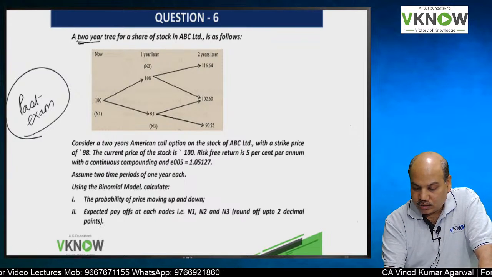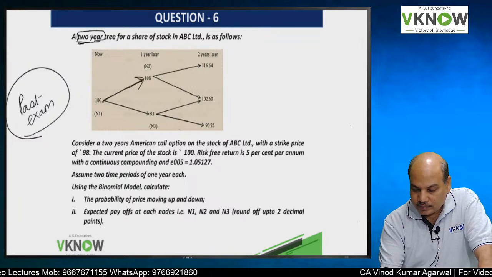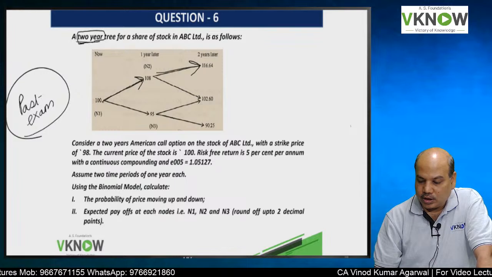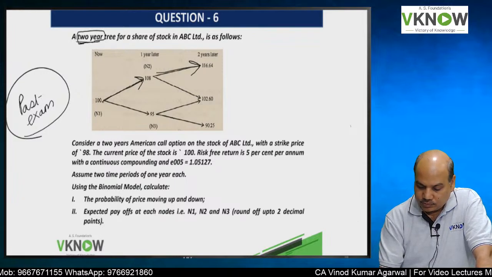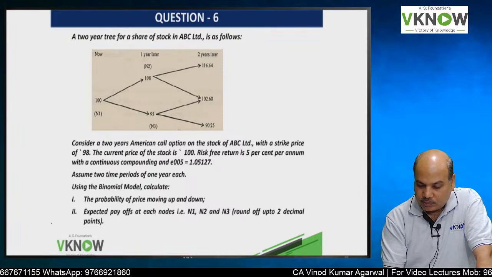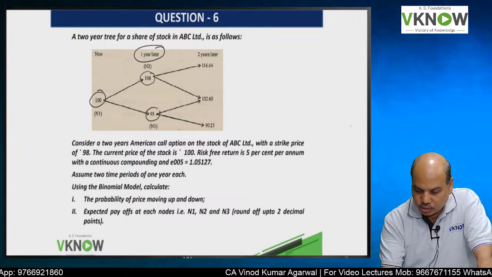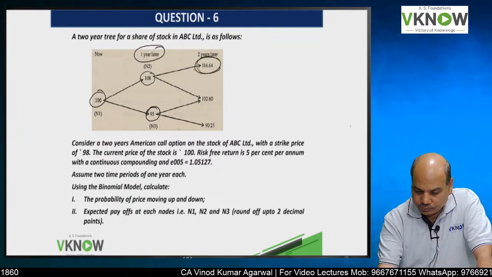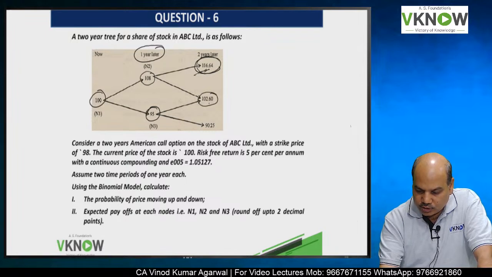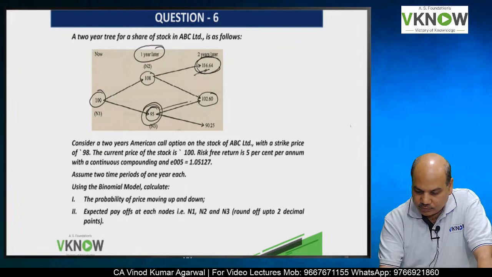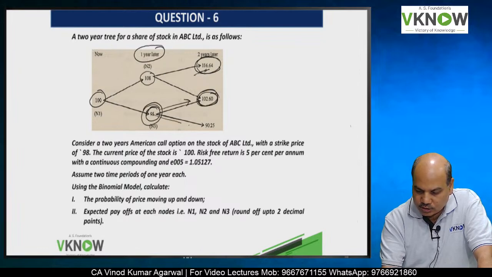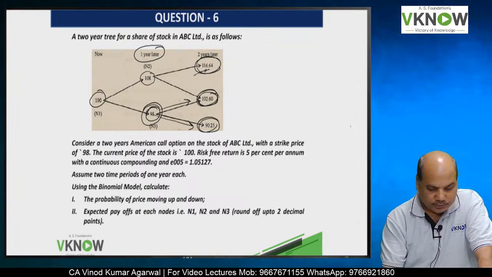Underline 2 year. This is 1 year, this is second year. A 2 year tree for a share of stock in ABC is as follows. This is a multi-period binomial model. Today the price is 100 rupees. 1 year later it can go to 108 or down to 95. After 2 years it can go to 116.64 or fall to 102.60. If it is 95, it can go to 102.60 or fall to 90.25.